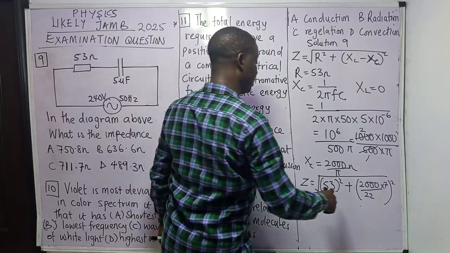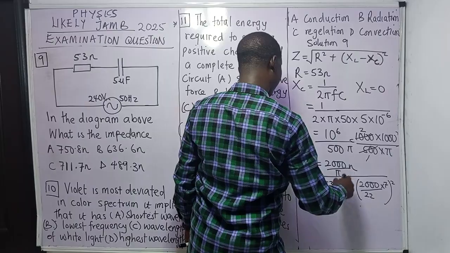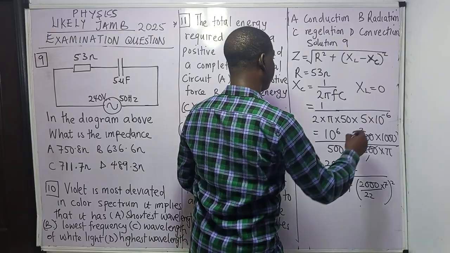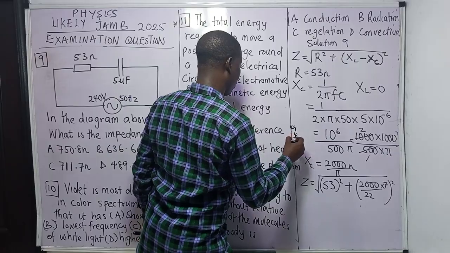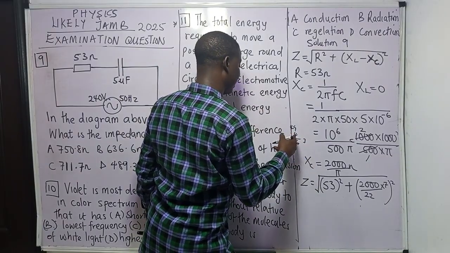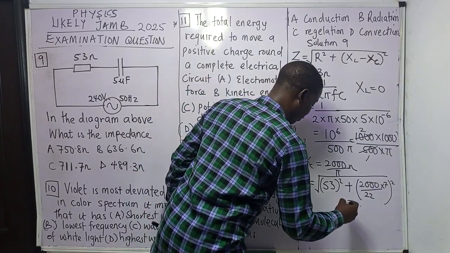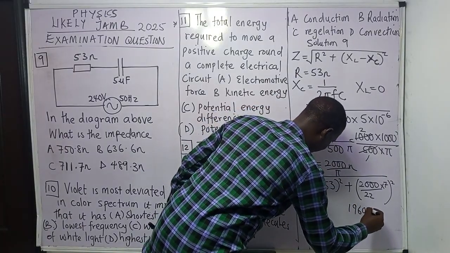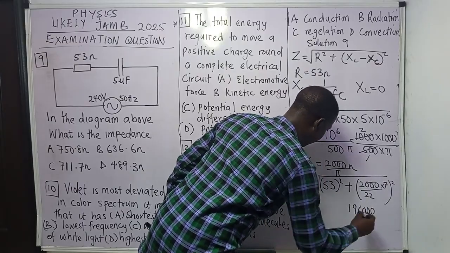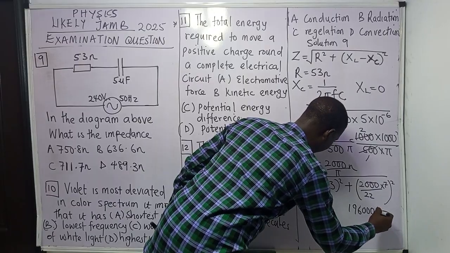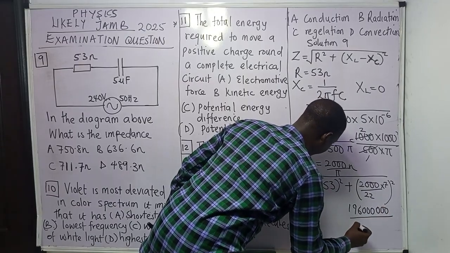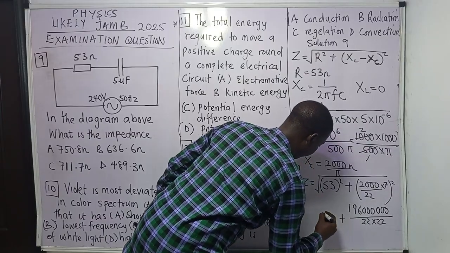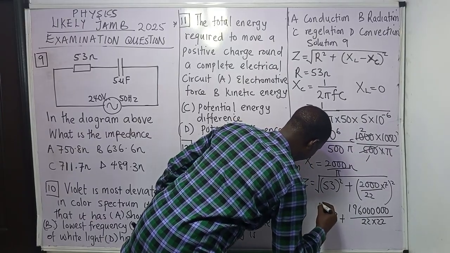So 49 times 4 will give us 196, so 19600. Then 196 times 1000 divided by 22 times 22, plus 53 times 53. So square root of that.